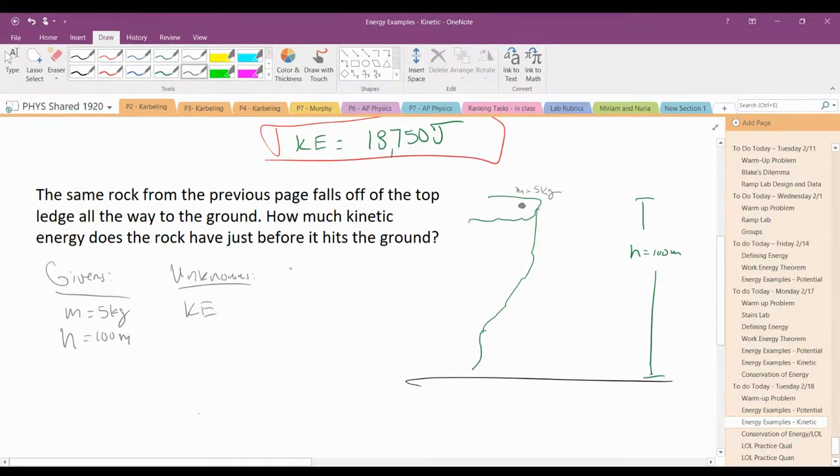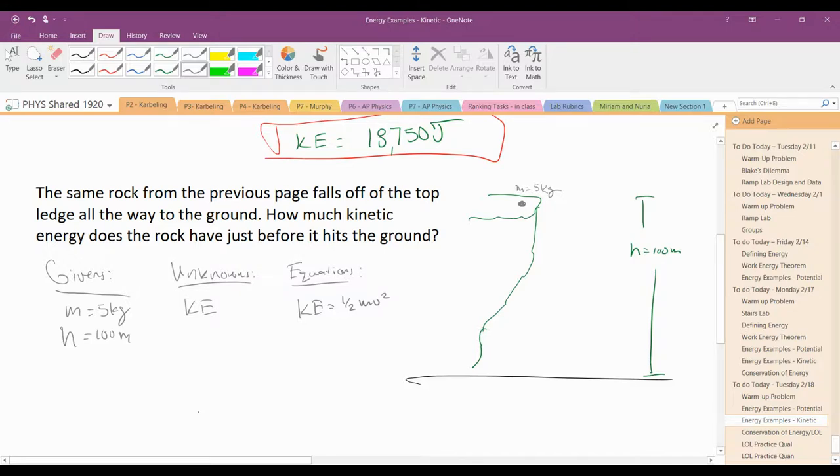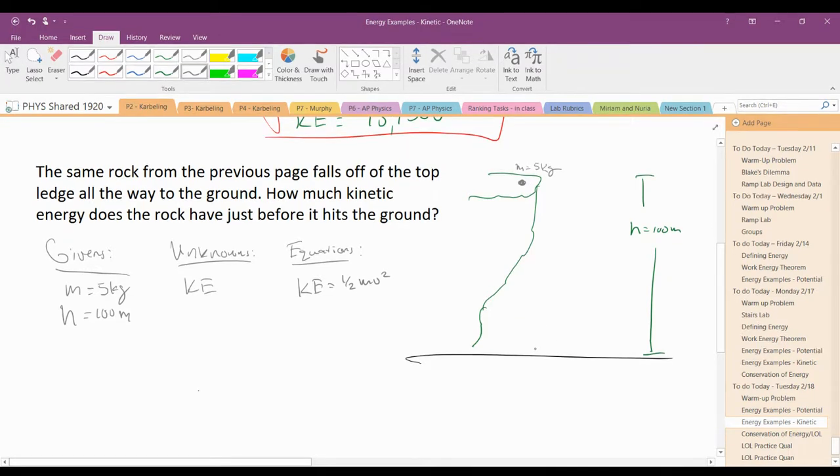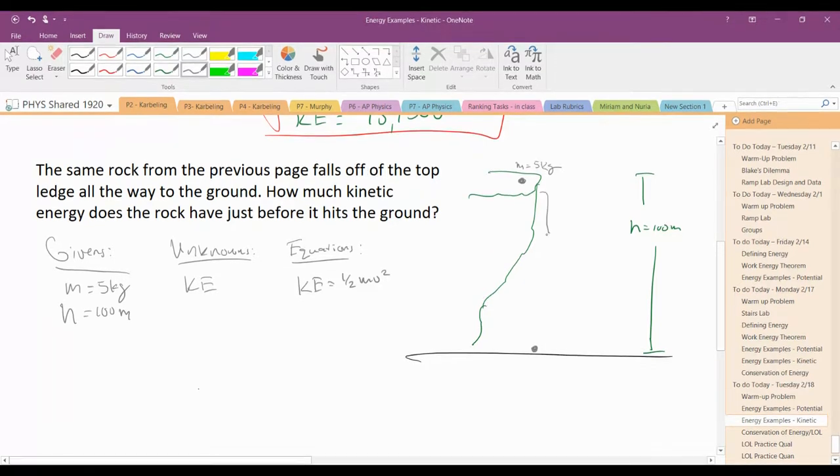Kinetic energy in our equation: kinetic energy equals 1/2 mv squared. Okay, so we've got our m, 5 kilograms. We don't have our velocity just before it hits the ground. So this rock is going to fall just off the cliff all the way down to right before it hits the ground.